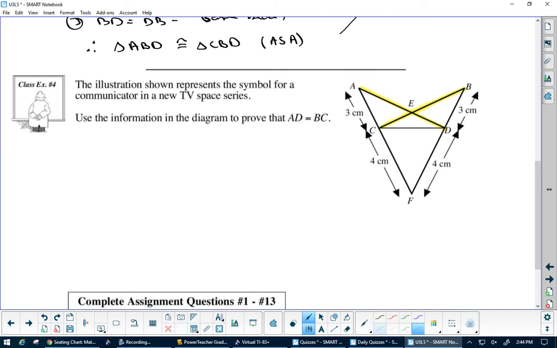All I've been given is this length here. It's 7, so that's 3 and then the 4, and this is 3 and 4. So that's all I've been given. This one you've got to be kind of clever.